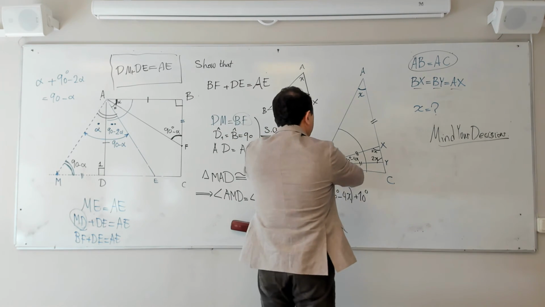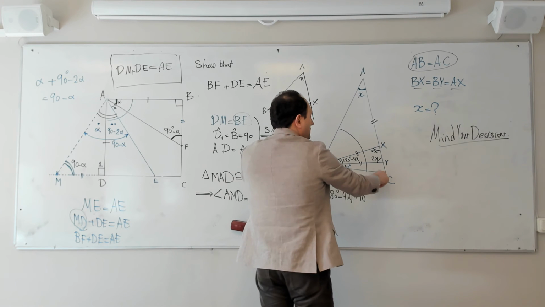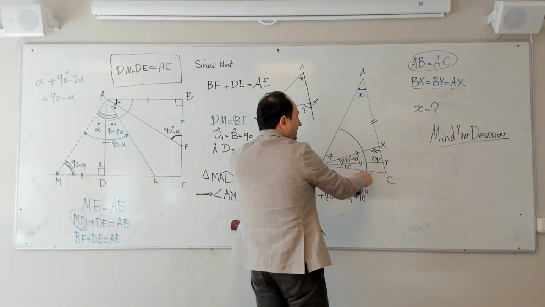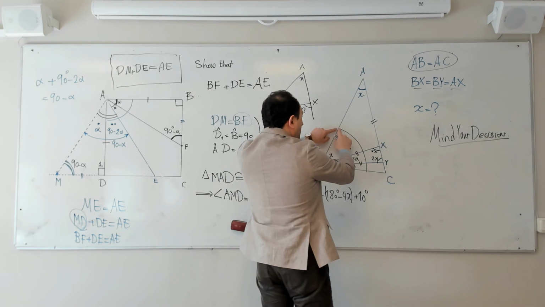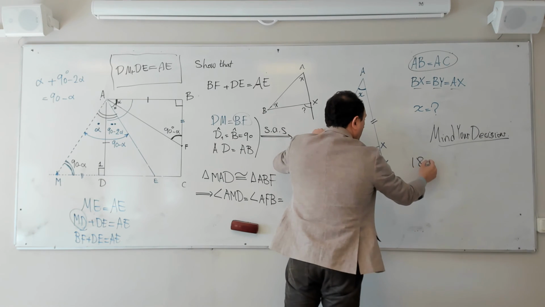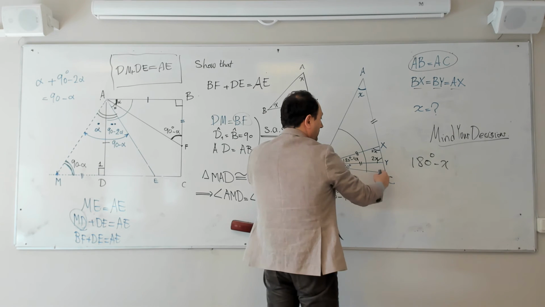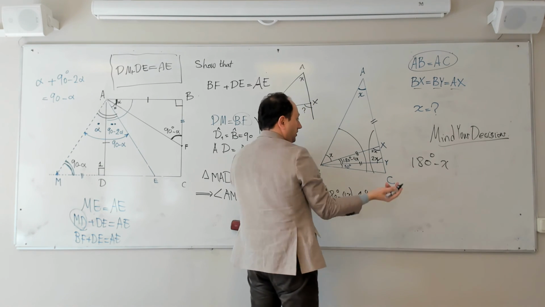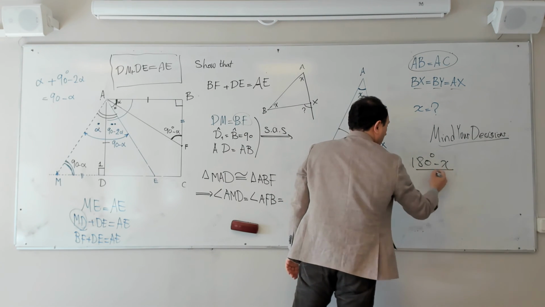Why? Because the bigger triangle is an isosceles triangle. So it means that if you ask me what is this angle, I can calculate it for you in another way. I can say that I calculate 180 minus x and then divide it by two equal pieces, because this angle and that angle are the same. Yes? So I calculate this and then divide it by 2.